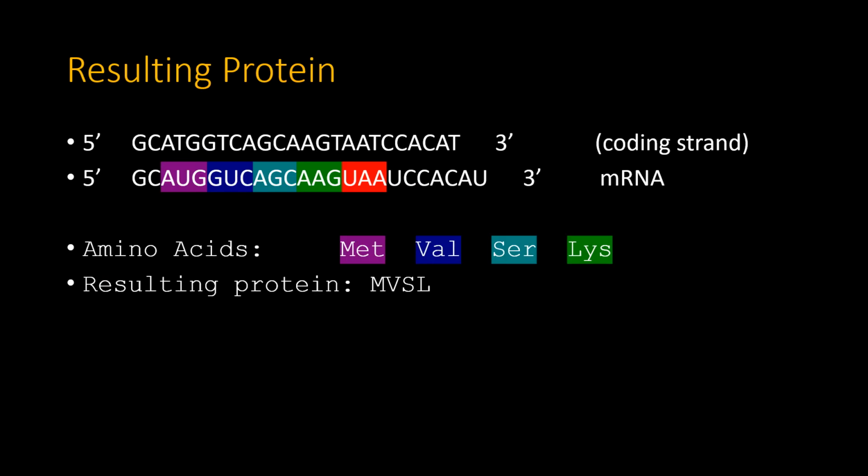Here I've flipped the coding strand from the last slide to show from the 5' end through to the 3' end, and we translate this to mRNA just by changing the T's to U's, like I've done here, and now we can use the codon table to determine what amino acids will result from these codons. So we have AUG, which codes for methionine, GUC, which codes for valine, AGC, which codes for serine, AAG codes for lysine, and then UAA is just a stop codon that doesn't code for anything.